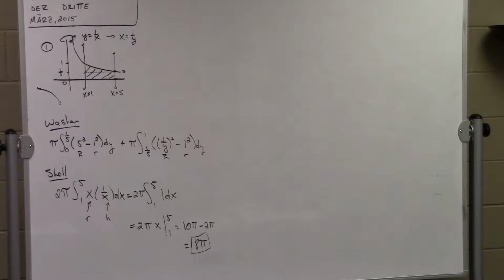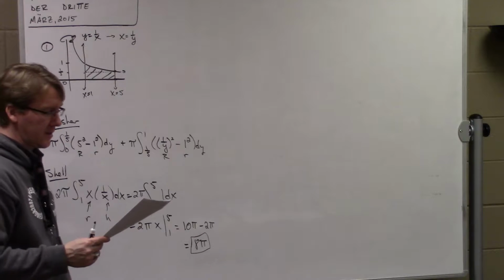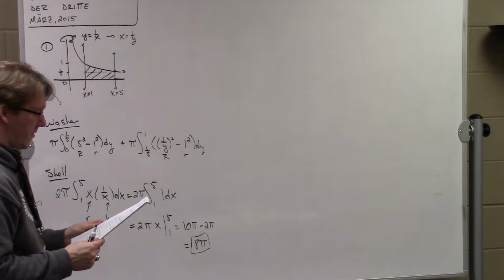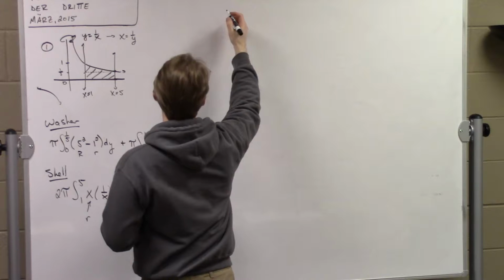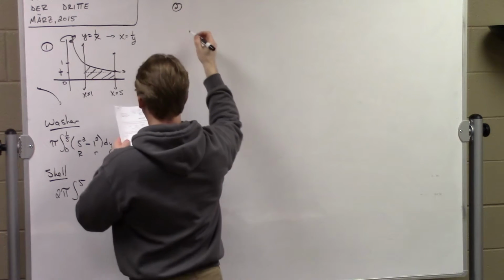Okay, any questions on that? Cool. Good. All right, number 2. Let R be the region in the first quadrant bounded by the x-axis and the curve 2x minus x squared. The volume on R is revolved around the x-axis. This is textbook. This one is straightforward. So let's see, number 2.